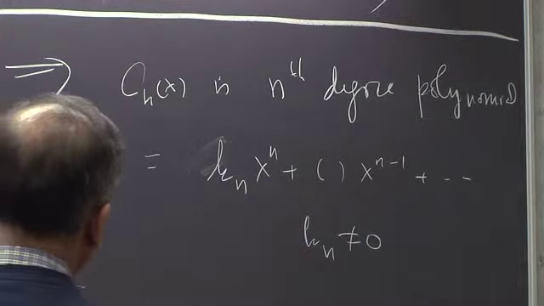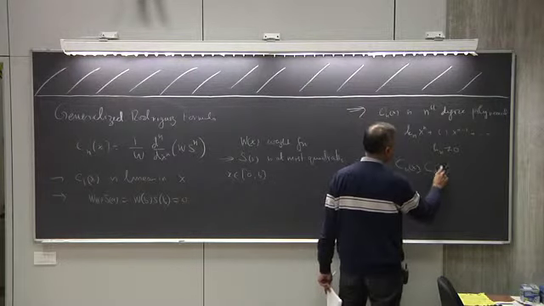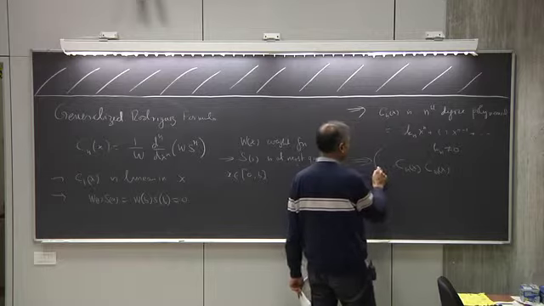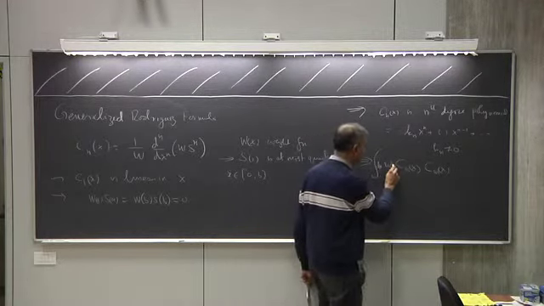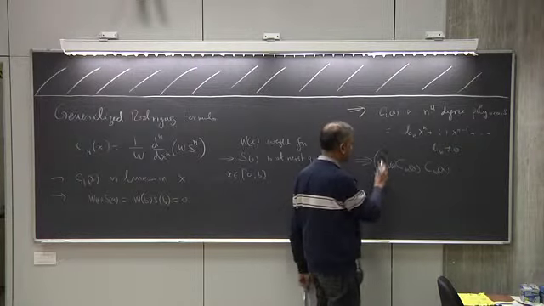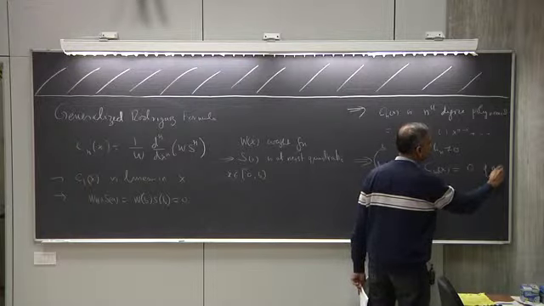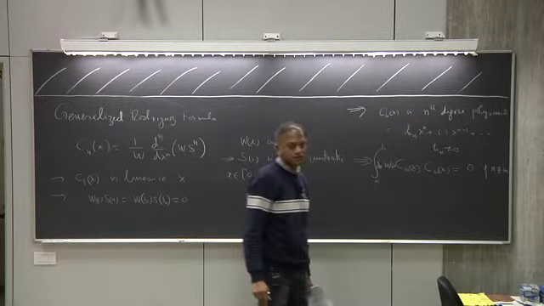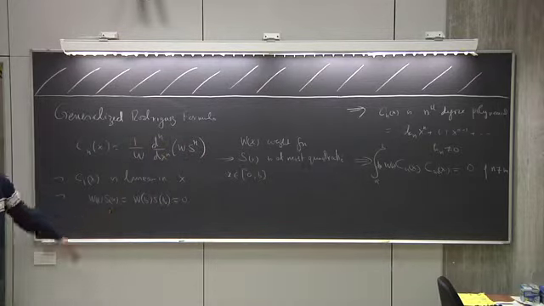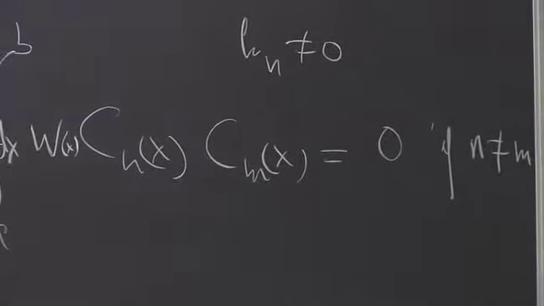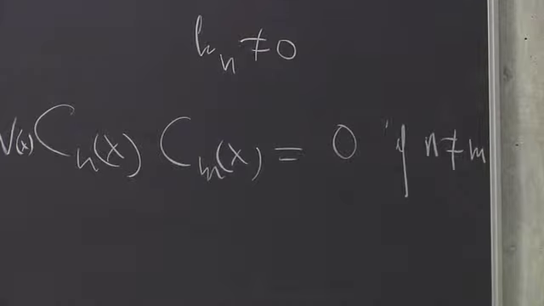The second thing was that the Cn of x were orthogonal to each other: the integral from a to b of Cm of x times Cn of x times w dx, where w is the weight function, always there in the definition of this integral. This was 0 if n is not equal to m. So this was the orthogonality property. All of this followed from these conditions and this definition. That was a general statement.